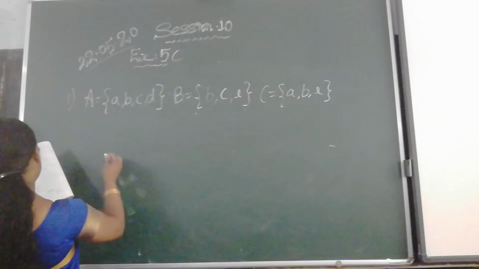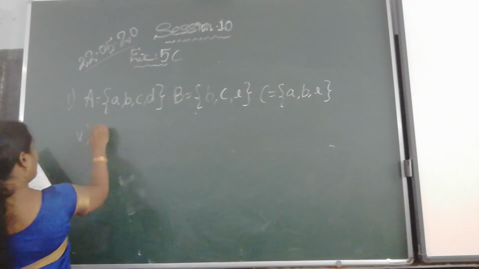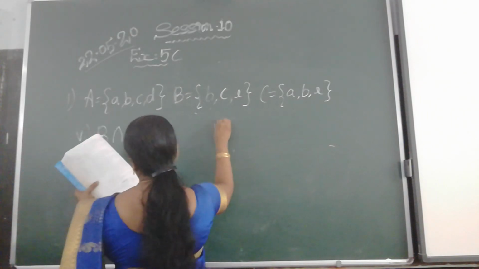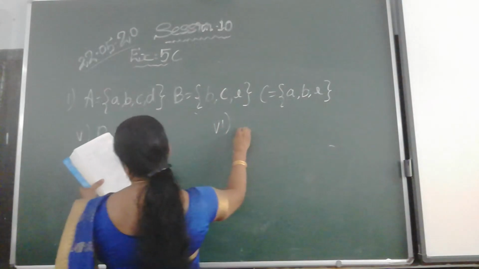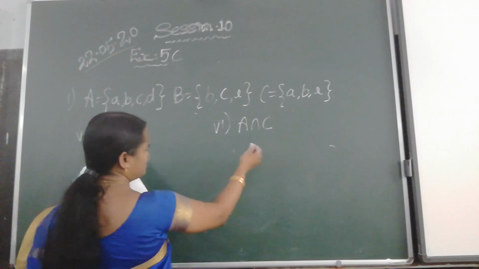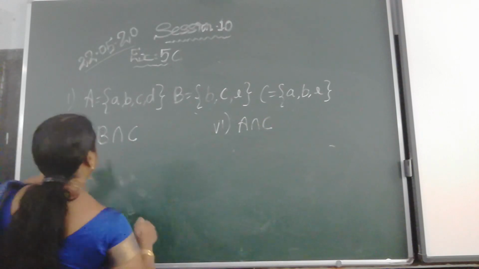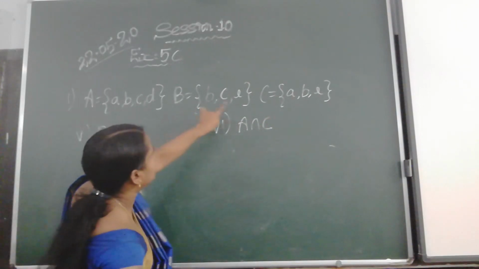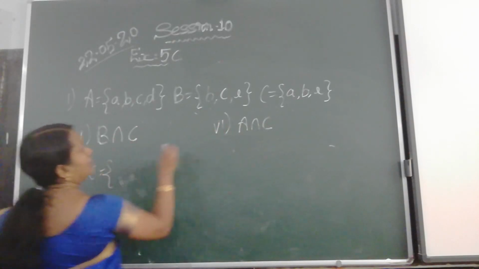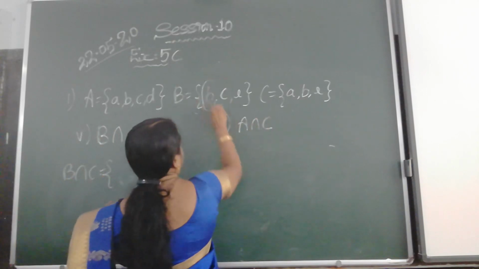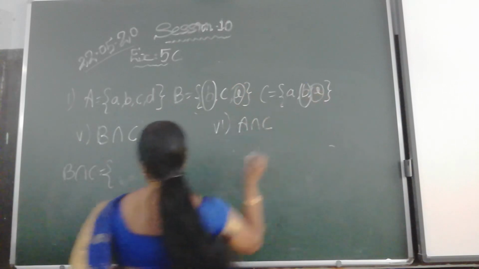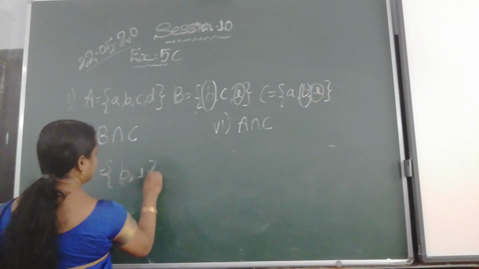Next, it is asked: the fifth one, B intersection C, and the sixth one, A intersection C. B intersection C means, which is the common here? B and E. That means B and E is the answer.